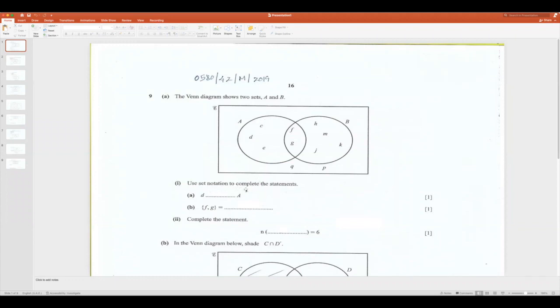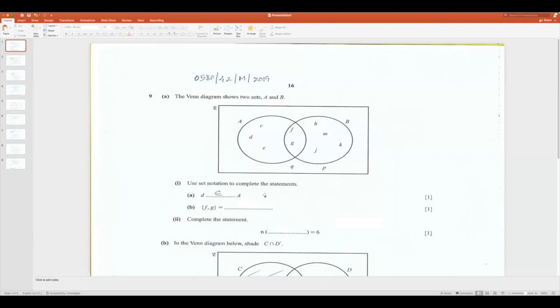Use set notation to complete the statements. This is the universal set and two sets given. See, these elements are there inside these sets. So use the set notation to complete the statement. D is inside set A. D is here, so D is an element of A.